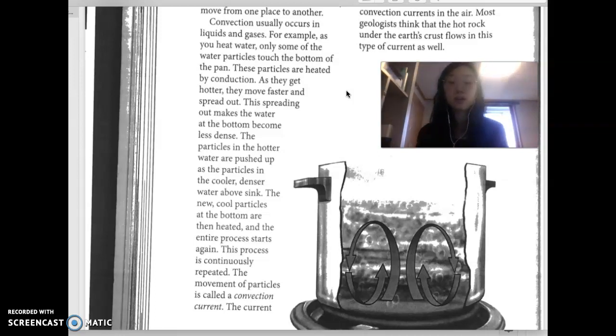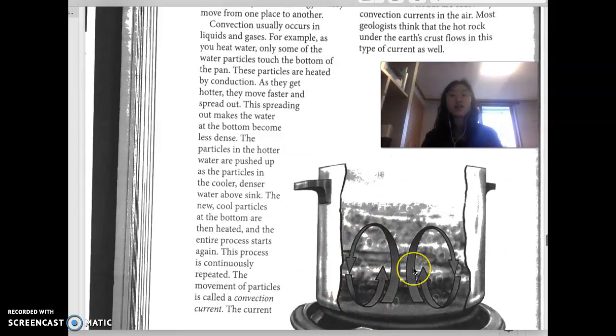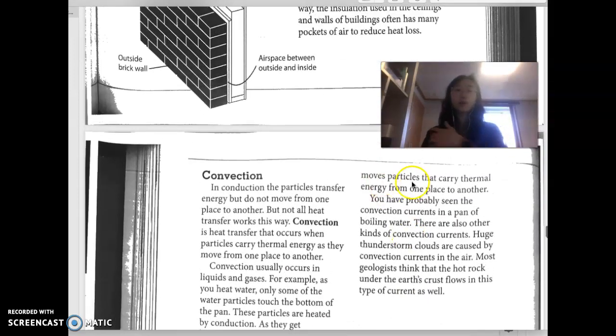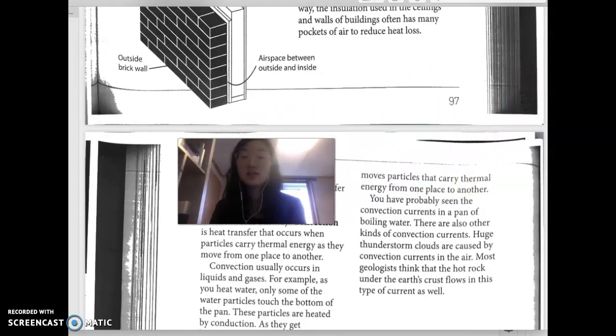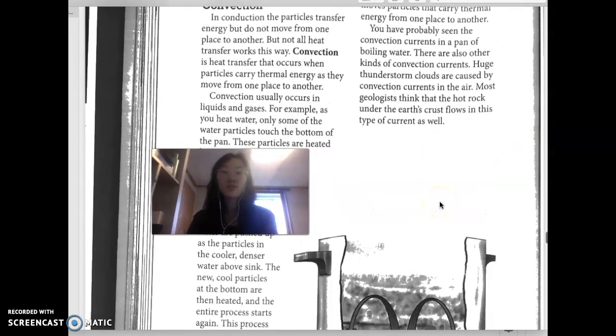The new cool particles at the bottom are then heated, and then the entire process starts again, and this is continuously repeated. And this movement of the particles is called a convection current. The current moves particles that carry thermal energy from one place to another. You have probably seen the convection currents in a pan of boiling water. There are also other kinds of convection currents.